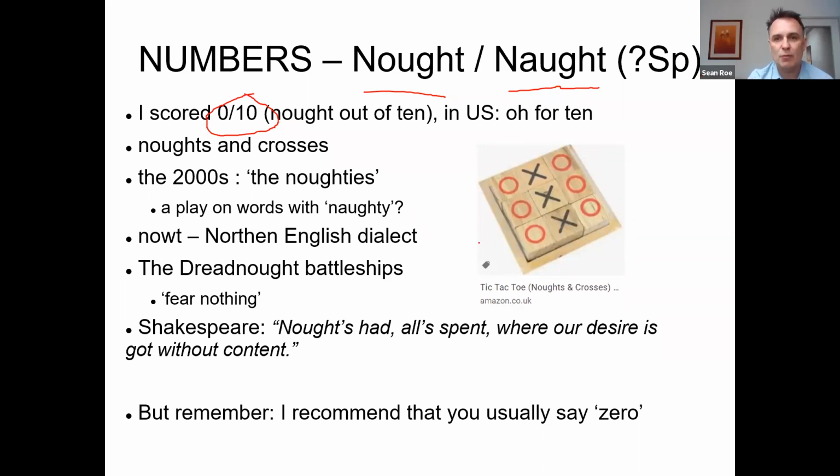This game that you might know as tic-tac-toe. In the US, they often call it tic-tac-toe. In Britain, we call it noughts and crosses. Here's the noughts, here's the crosses. The decade from 2000 to 2009, we call the noughties. Battleships. We have a dreadnought series of battleships in the UK, meaning fear nothing. And it's a sort of word that you hear in Shakespeare. So you can see it's very old-fashioned, and it's much better for you guys to say 0 to represent the number 0.